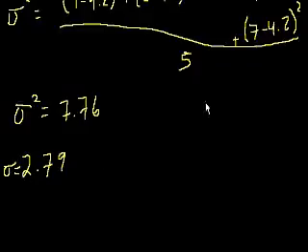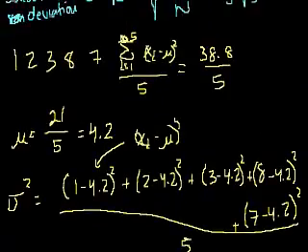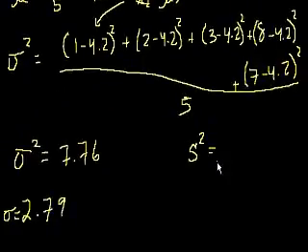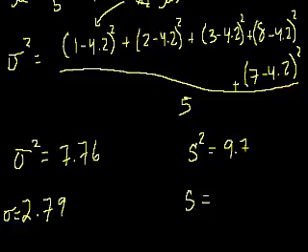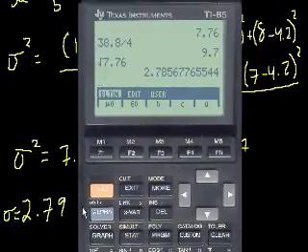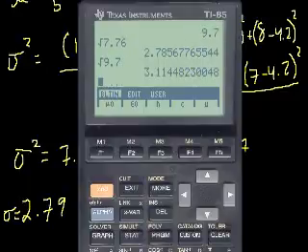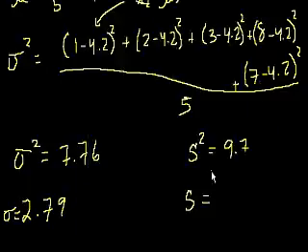Well, actually, let's figure out, we said if those numbers were a sample and not the population, then we figured out that the sample variance was 9.7. And so then the sample standard deviation is just going to be the square root of that. The square root of 9.7 would be 3.11.